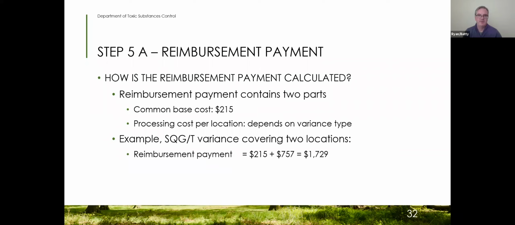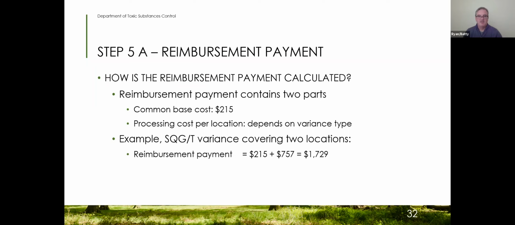If you're applying for a small quantity generator self-transporter variance and it covers 2 locations, the reimbursement payment would be the base cost of $215 plus the, actually it looks like there's an error in that calculation. It should say 2 times $757, which would be the cost per location, which would get you to a total cost of $1,700.